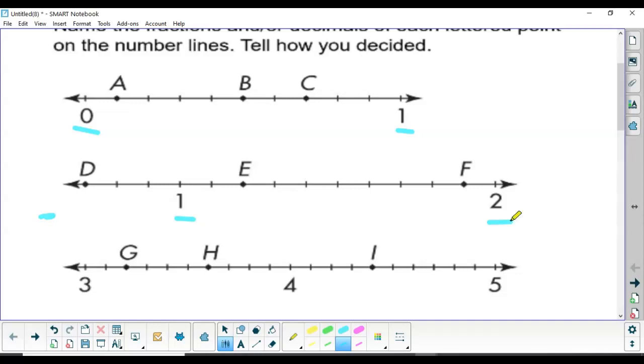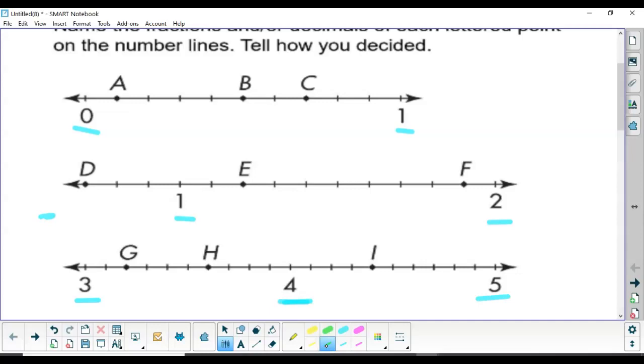And then G and H on our third one is between 3 and 4. And I is between 4 and 5. So we know we're going to be working with some mixed numbers here. Now, let's also look. Remember what I said? Whenever we were looking at number lines, we always count the spaces and not the lines to decide what it is broken into, what my denominator is going to be.